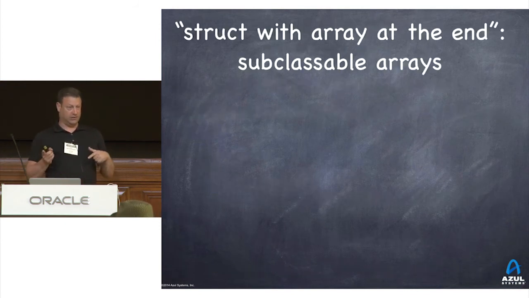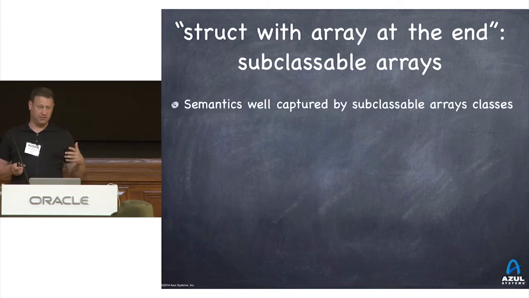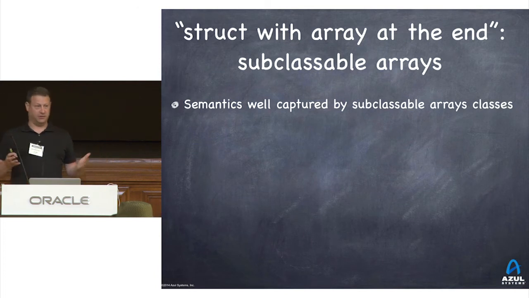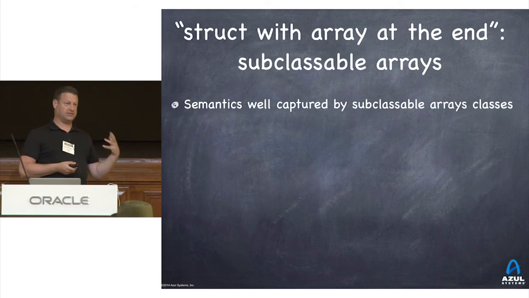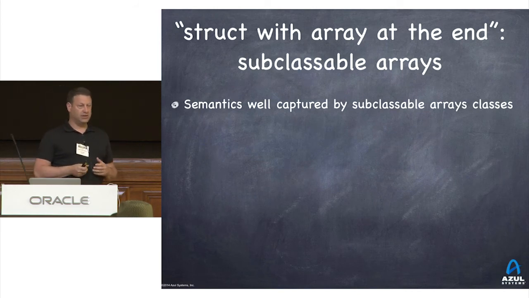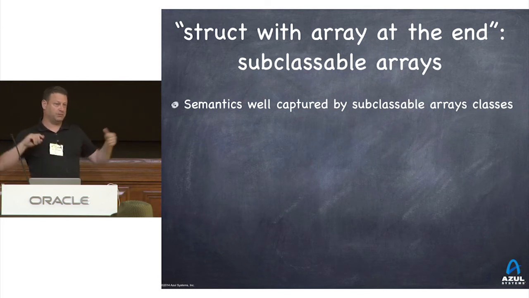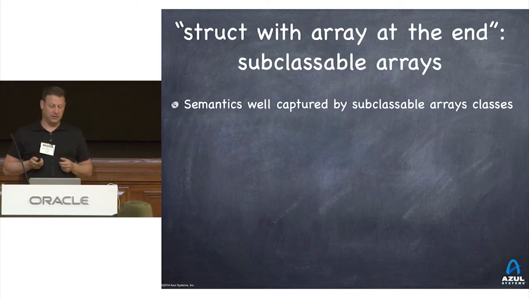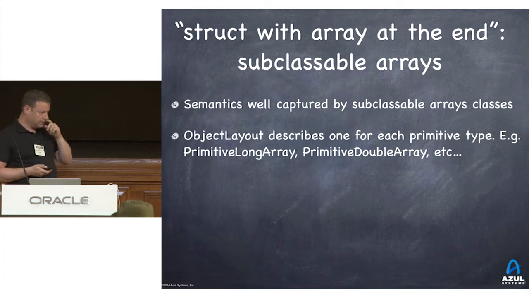The struct with an array at the end is naturally, from a semantic point of view, captured as a subclassable array. That's because we're in a single inheritance world. There needs to be only one array at the end. Subclassable arrays give us that one array relationship. So your class is what the fields are in the struct, and you can keep growing them with subclassing. And the array is logically at the end, probably physically at the end. But you have that relationship and that benefit.